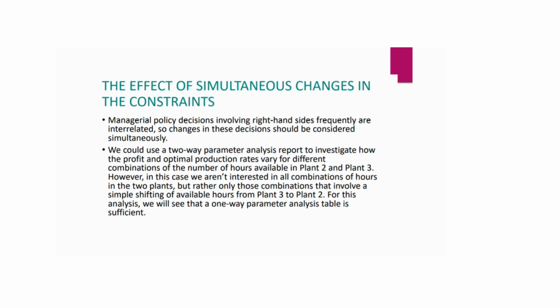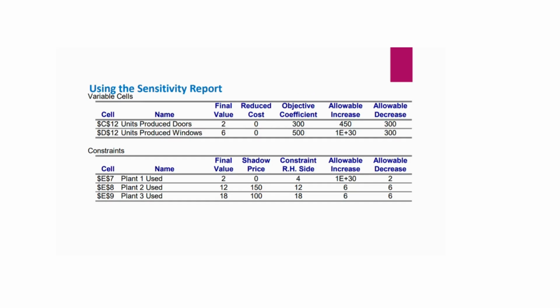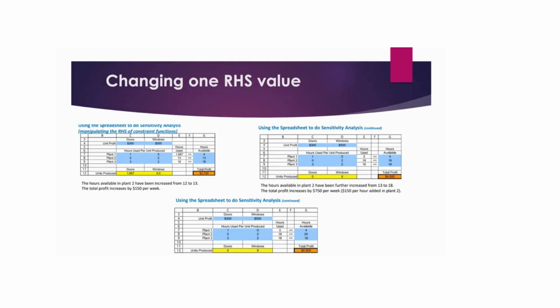Some notes. The managerial policy decisions involving right-hand sides are interrelated. So changes in this decision should be considered simultaneously. Let's look at the spreadsheet. We have plant 1, 18 hours, and on plant 3, 18 hours. But our original values were actually 12 and 18.